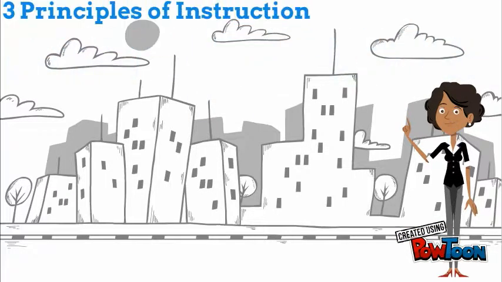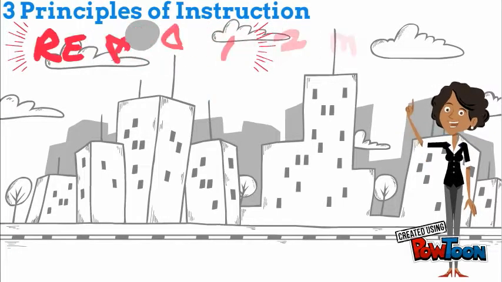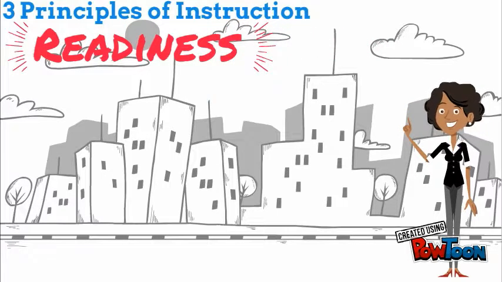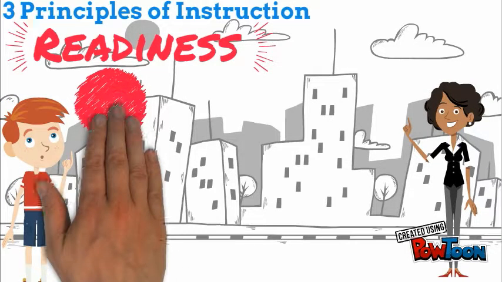And there are 3 principles of instruction under spiral curriculum. The first one is readiness. It is a principle where instructions must be concerned with the experiences and context that make the student willing and able to learn.